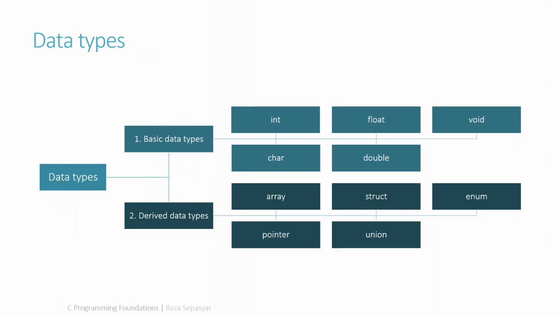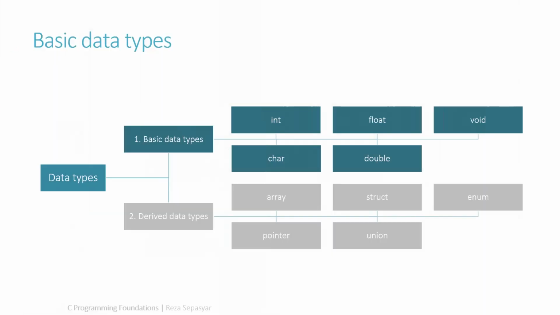2. Derived data types. These are based on basic data types and include array, a collection of similar data types, pointer, a variable that stores the address of another variable, structure, a collection of heterogeneous data types, union, which allows storing different data types in the same memory location, and enum, used to define an enumeration with a set of named integer constants. Each data type has a specific size and range of values it can represent. For instance, int typically represents integer values within a specific range, char represents single characters, and so on.